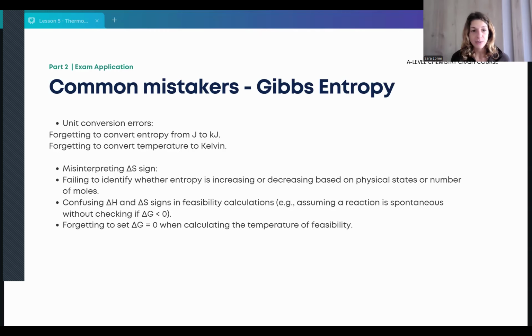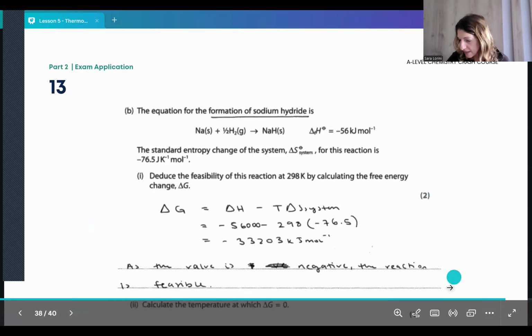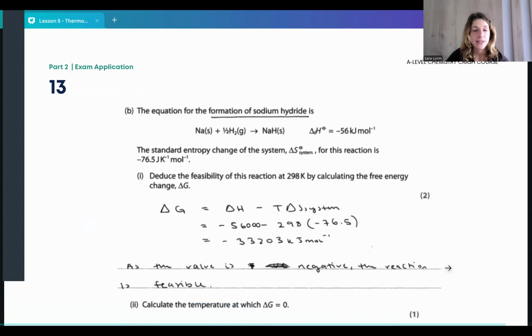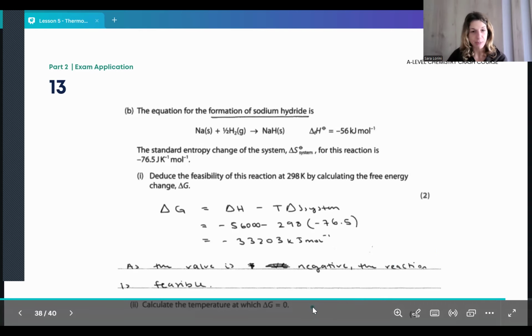Just one last thing that I wanted to say is that a common calculation that comes up is setting delta G as 0 when you're calculating the temperature for feasibility. In fact, as you can see in this question, the second part is to calculate the temperature at which delta G is equal to 0. This is super simple in terms of calculation, but this is also asked as what is the temperature when the reaction becomes feasible, or calculate the minimum temperature, or calculate the temperature. And here, of course, we need to set delta G at 0 because that's the turning point between being spontaneous and not spontaneous.